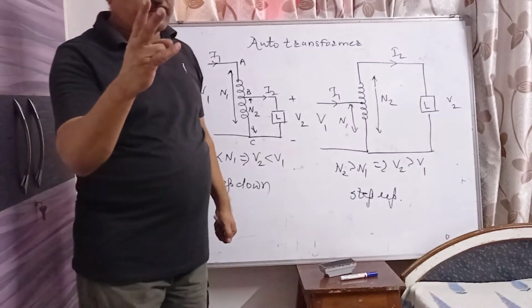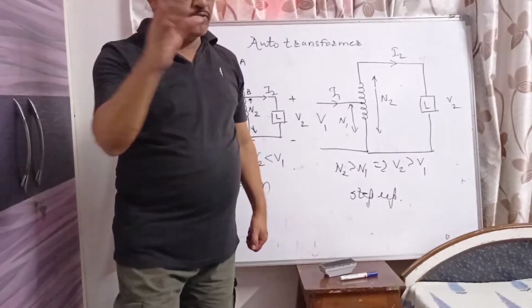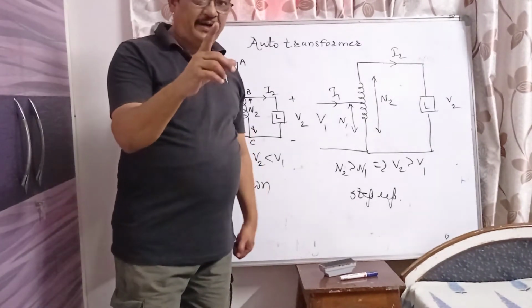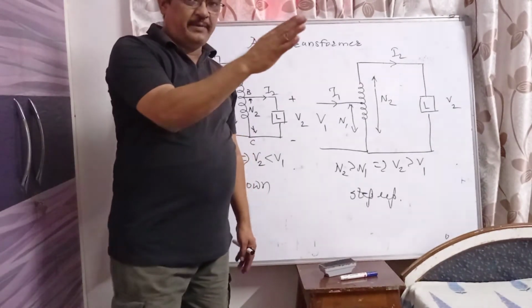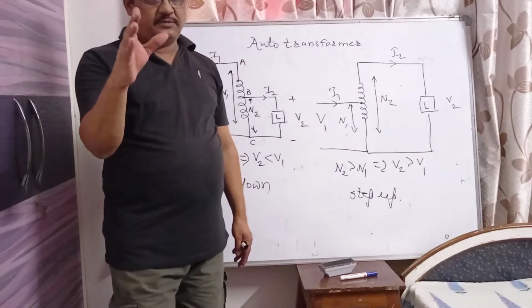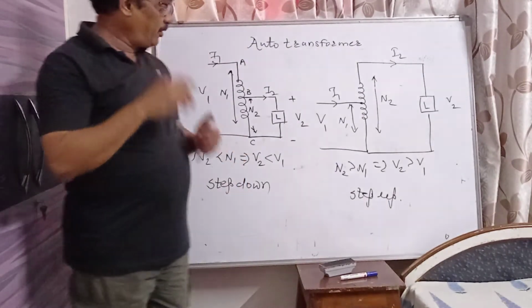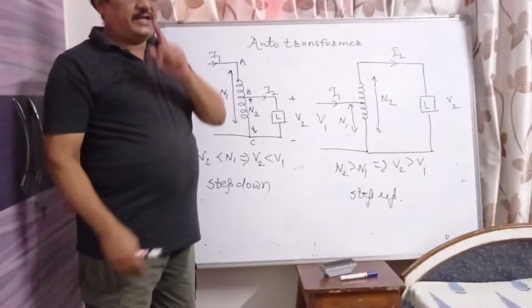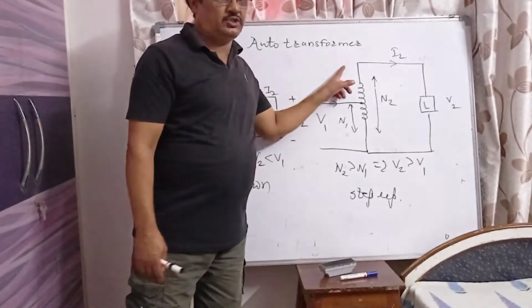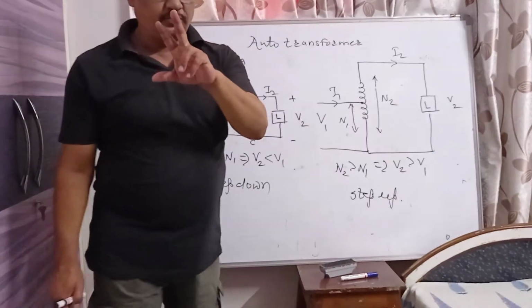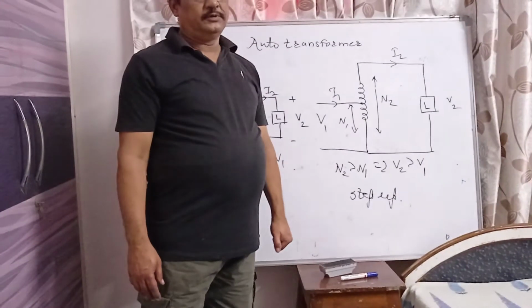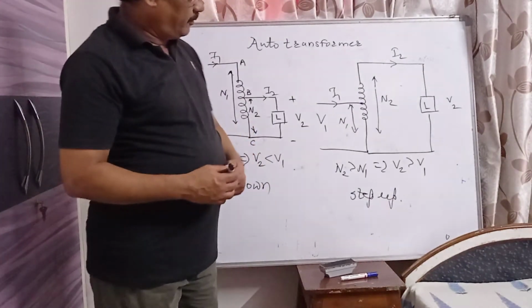In a two winding transformer, for the primary winding and secondary winding, copper is required. But here only one winding is used, so less copper will be required. That is the advantage of auto transformer over two winding transformer. Amount of copper required is less. Now we have to explain.